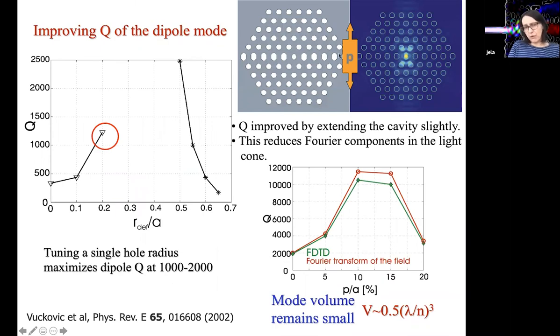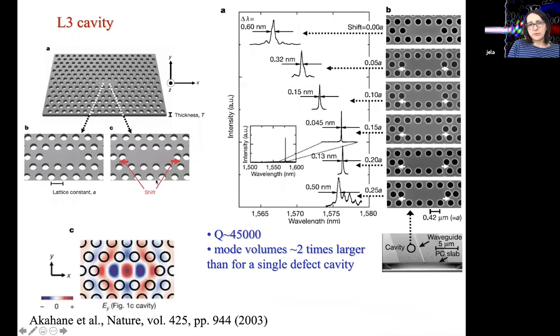So this is one example of how you can improve from about 2000 for the dipole mode to something on the order of 12,000 by modifying the cavity in the vertical direction. By stretching it in that direction, you're canceling out K vector components that are above the light line near K equal to zero. So you can actually improve the Q factor without significantly modifying the mode volume. And then this one is for another type of mode. It's the same story. You start from what is called an L3 cavity, so you remove three holes, right?